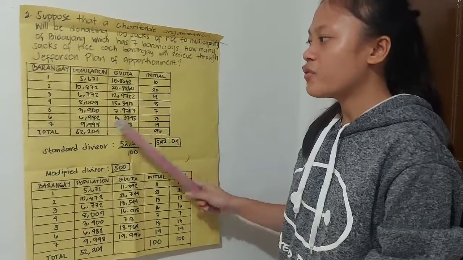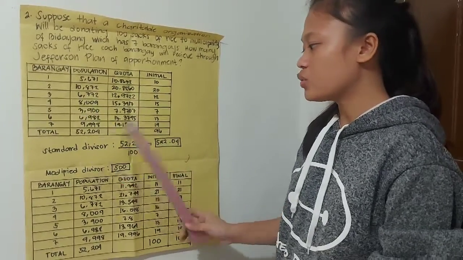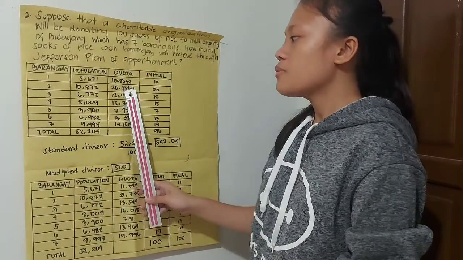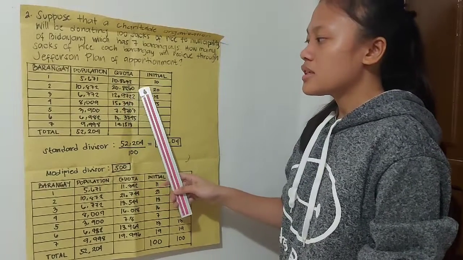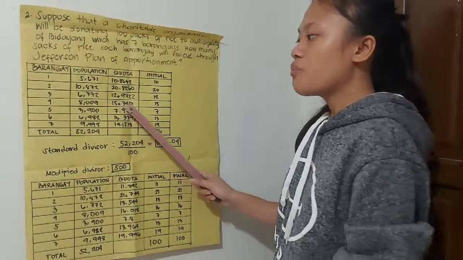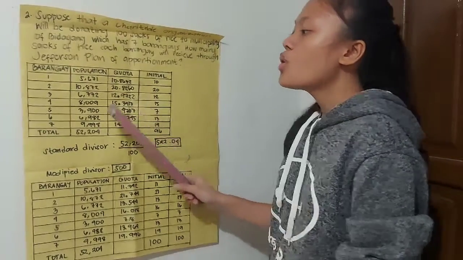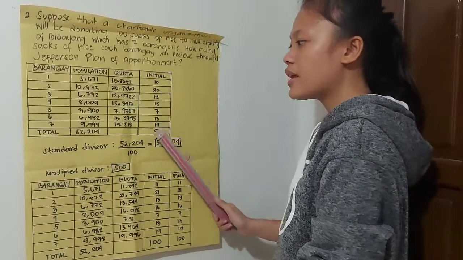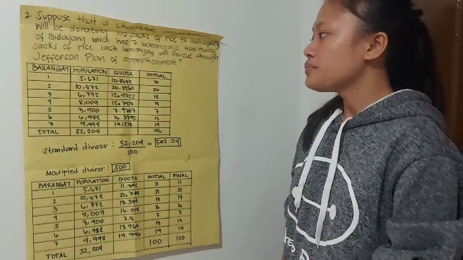10.8632, and then 10,872 divided by 522.04 is 20.8260, while barangay 3 has 12.9722, barangay 4 has 15.3417, and so on and so forth.